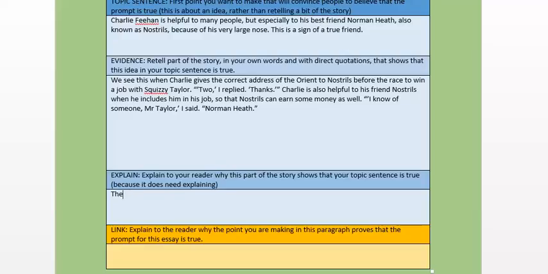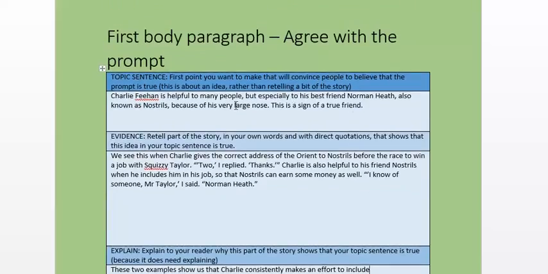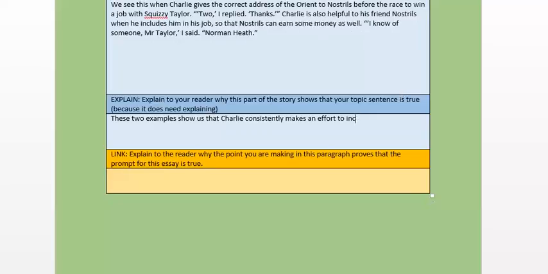These two examples show us that Charlie consistently makes an effort to, what am I trying to argue again? Oh, to be helpful. So not to include, but to help Nostrils both to win the race and to earn a little money. Being helpful to Nostrils like this is one sign that he is indeed a true friend.